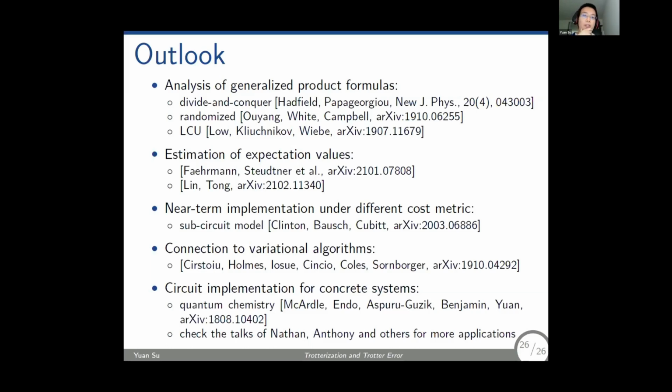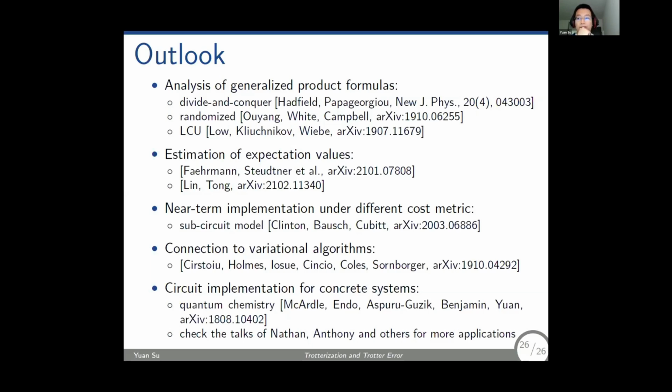It will be very interesting to see how this generalized Trotterization can be improved using some of the techniques presented here. So I've described the problem of approximating the evolution operator. But let's say your goal is something different, let's say you just want to measure some observable and estimate the expectation values. In this case, maybe you can have a more efficient way of implementing this Trotterization. Or if you want to focus on near-term implementation, maybe you have some different cost metrics. We are discussing the quantum circuit model, but maybe you have some more realistic models that you can consider when implementing Trotterization.